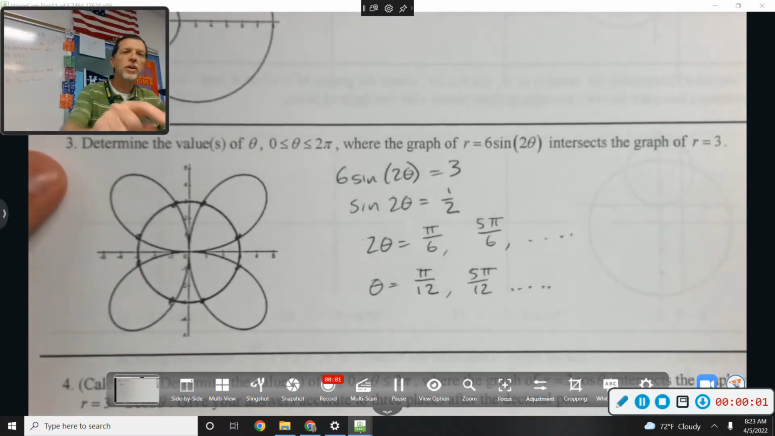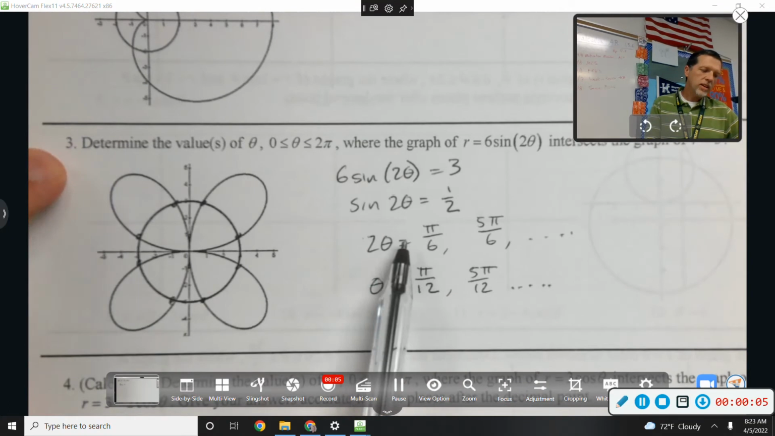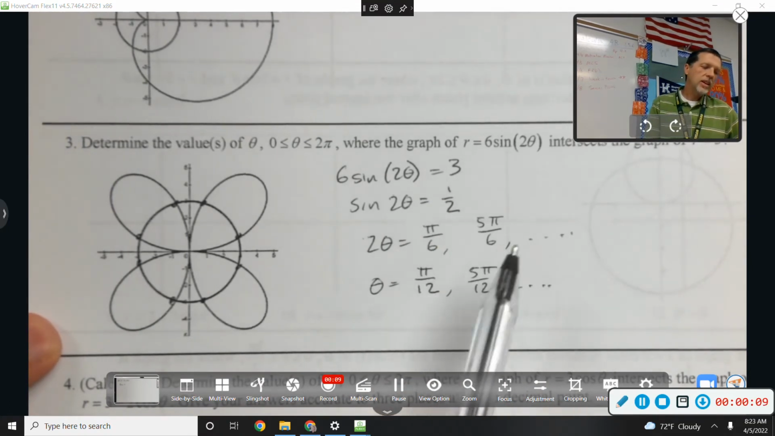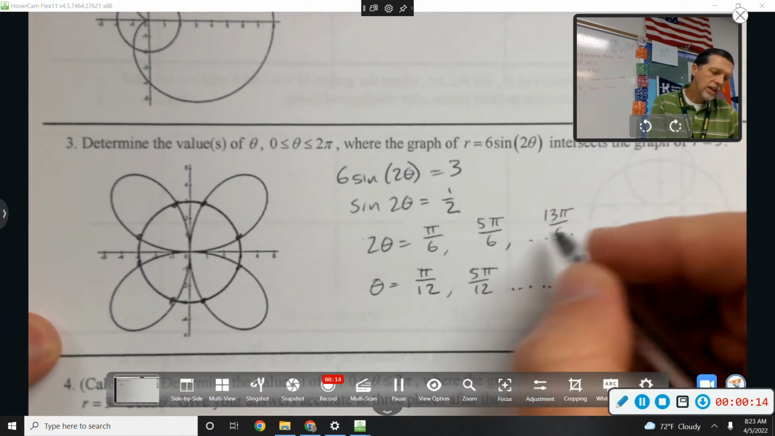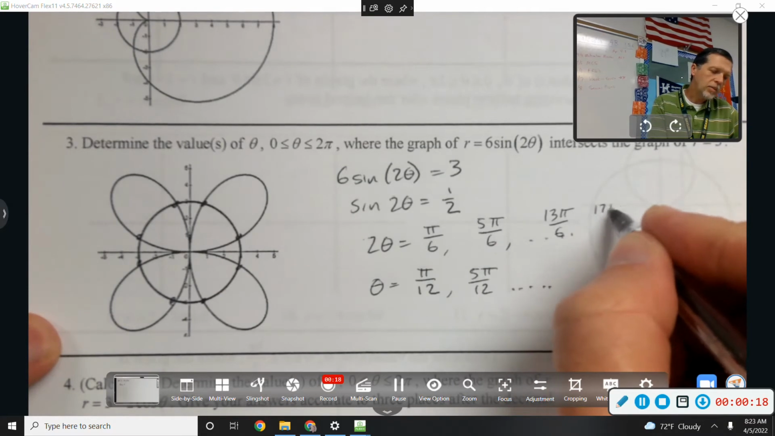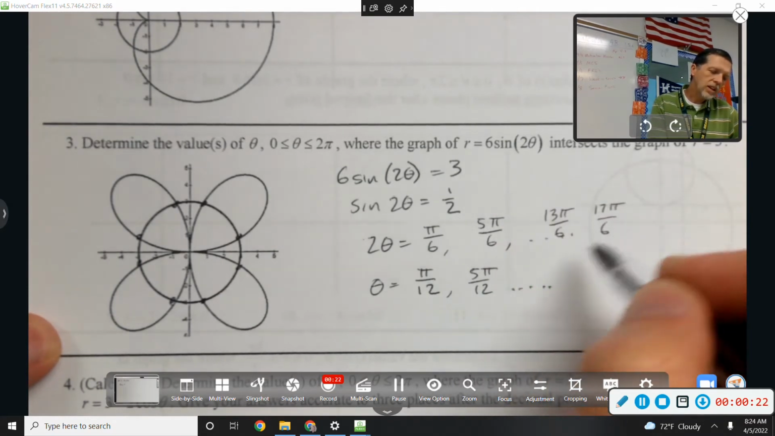So number 3 on the worksheet 6. R equals R, move things around. Sine is 1/2 at pi over 6, and 5 pi over 6, and I guess 13 pi over 6, because I'm adding 2 pi, and then 17 pi over 6, 5 plus 12, 17, and so on.